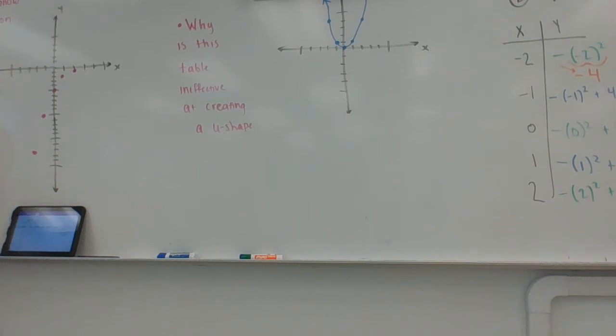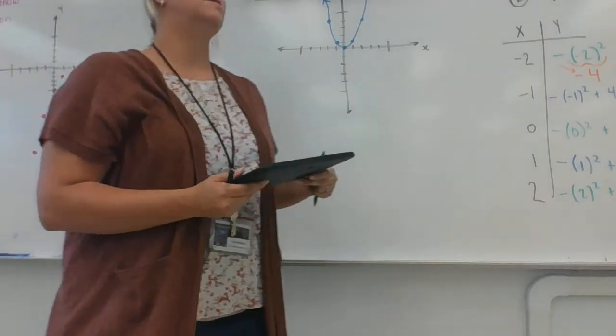The problem with our table is it didn't show even the middle of the parabola, and it didn't show it coming down. So we must know the location of the middle of the parabola in order to really graph a nice U-shape. There's a formula for it. There's a formula that'll tell you the middle.